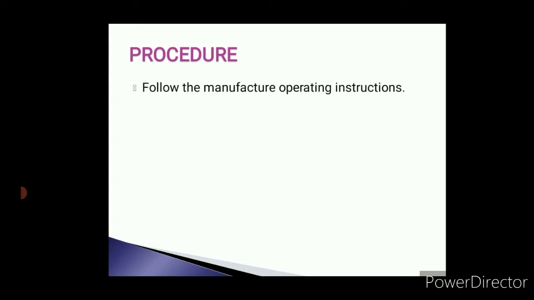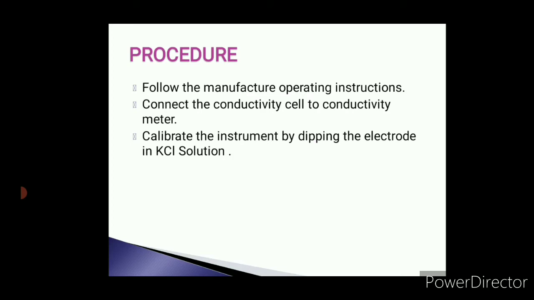For that, let us understand the procedure. First, we must follow the manufacturer's operating instructions, for example, how to adjust the knob and what settings to use, which you will understand in the experiment. After doing the initial adjustment of the instrument, you have to connect the conductivity cell to the conductivity meter. Once we have done this connection, then comes the calibration step.